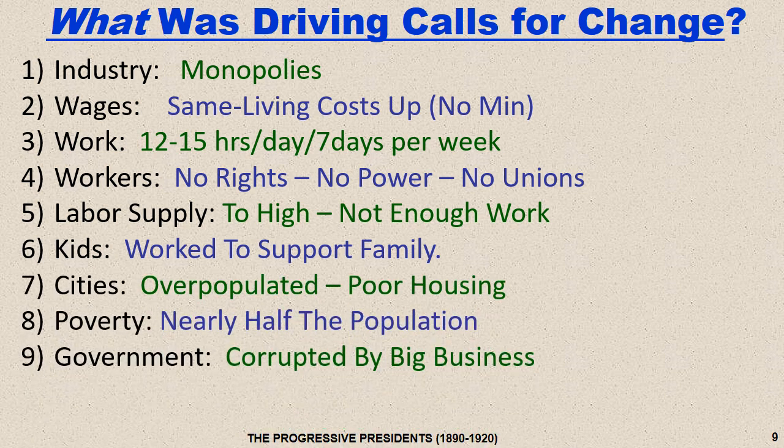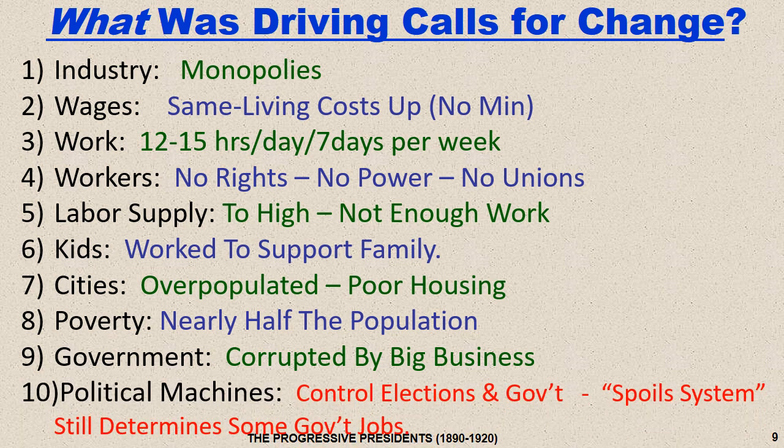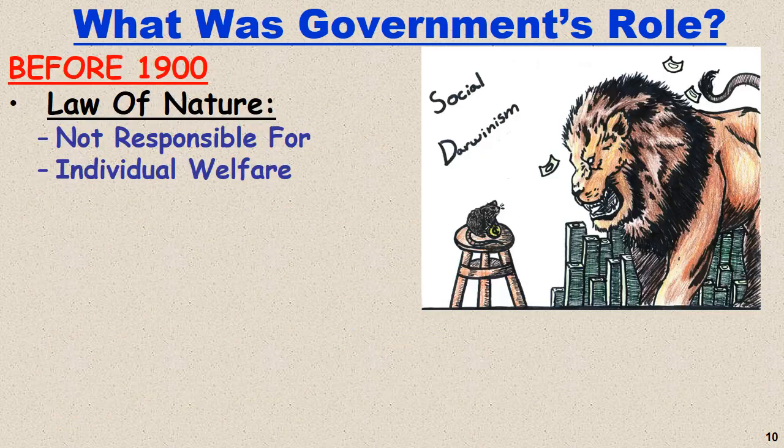The labor supply is too high. Kids are working to support the family. Child labor is a major problem. Overpopulation, poverty, disease, crime, government corruption, political machines, the spoils system, all of that.